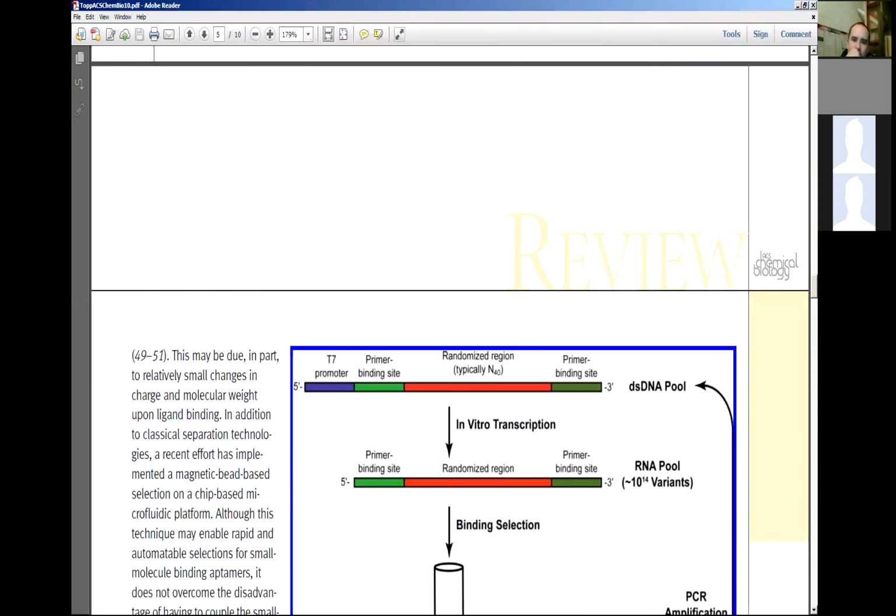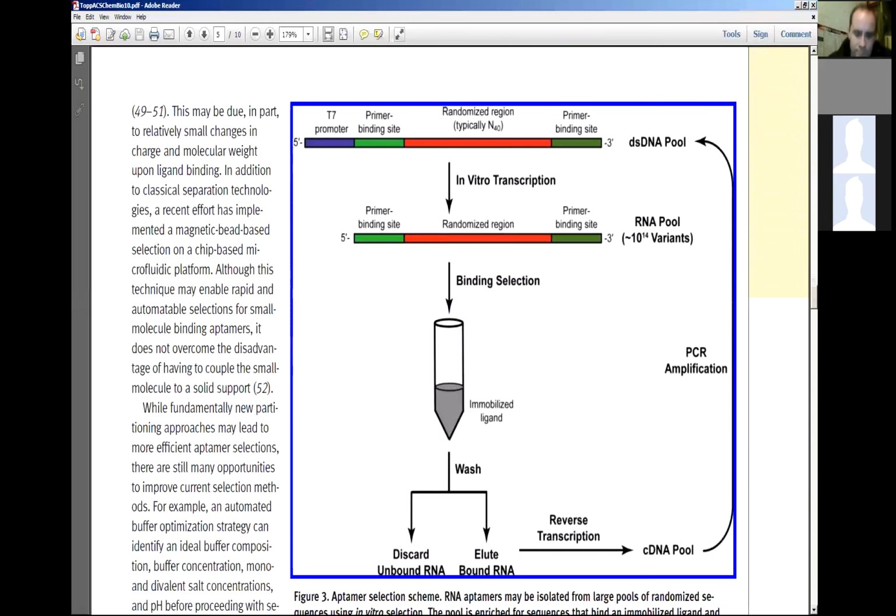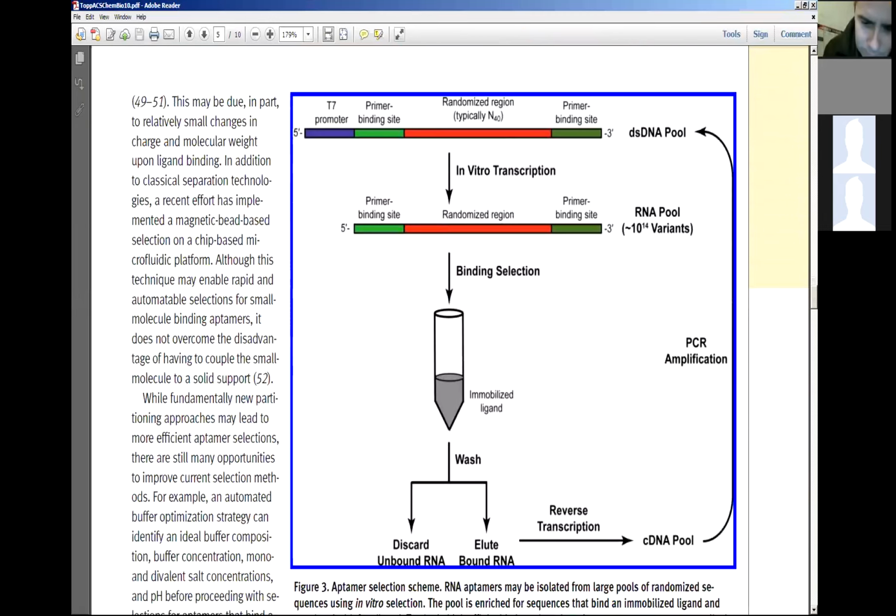Right. So here's a paper that shows CELEX in action, where you essentially start with a large pool of double-stranded DNA, which has a randomized region. You do in vitro transcription of that, so you generate a large pool of RNAs with a randomized region. Then you need to have a ligand that you're targeting that can be immobilized on a column. You pass all of these RNAs over that column, and the RNAs that stick to the ligand will have some affinity for it. Then you can elute the bound RNA, which will be a very small fraction of your initial pool. And you can do reverse transcription to generate, again, a DNA pool from that.